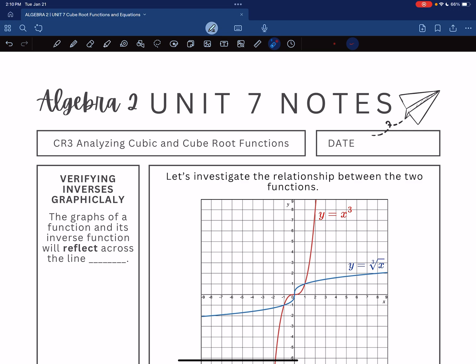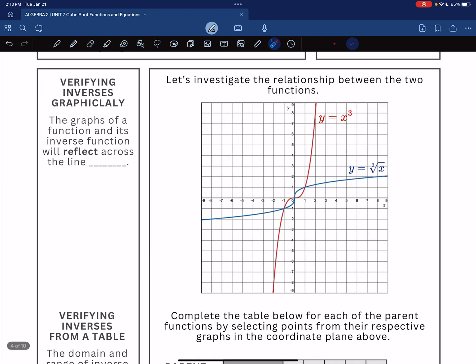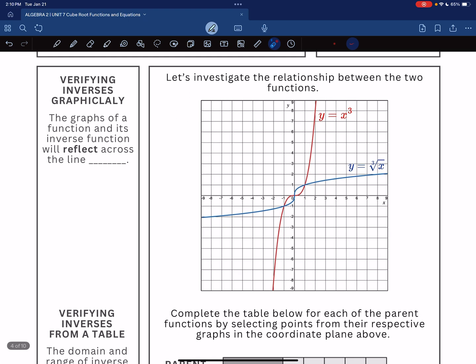We are in our 7th unit in Algebra 2, where we are looking at cubic and cube root functions and equations. And today we're going to be analyzing cubic and cube root functions. We're doing this in order to see what the relationship is between a function and its inverse. So let's begin to investigate these two functions.